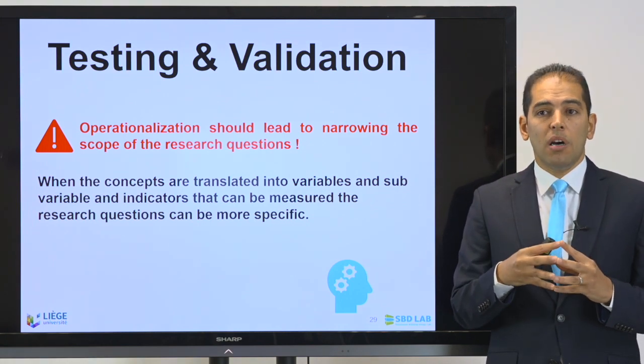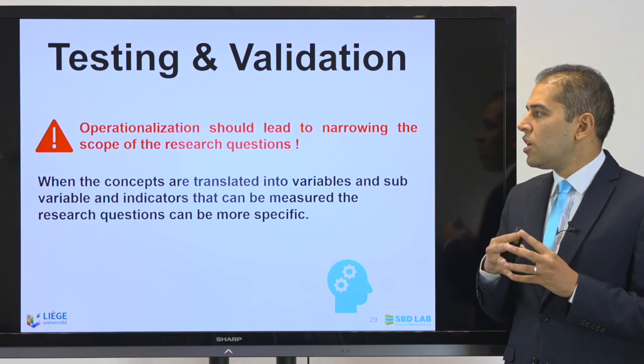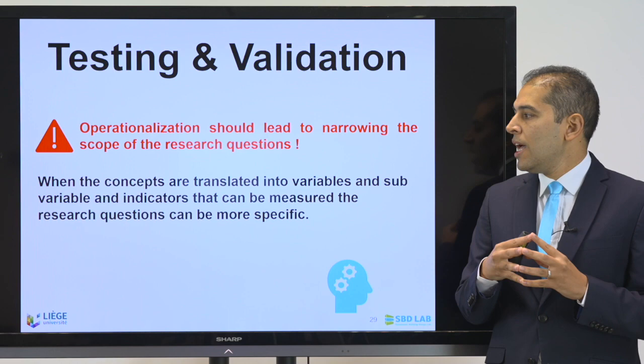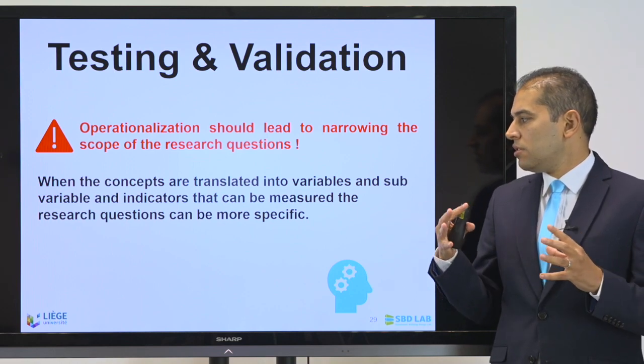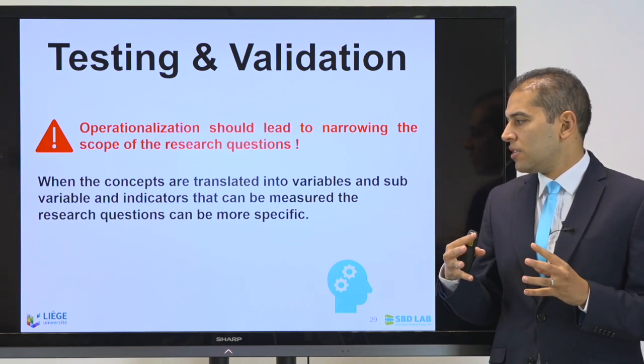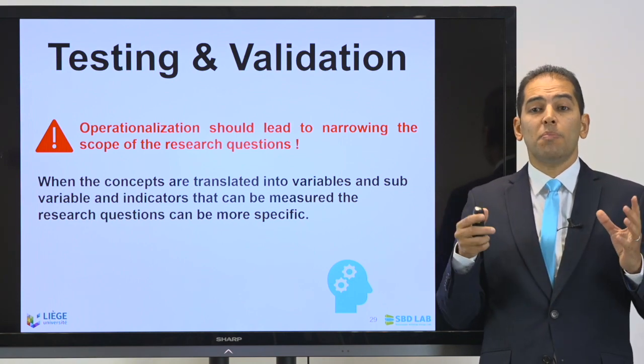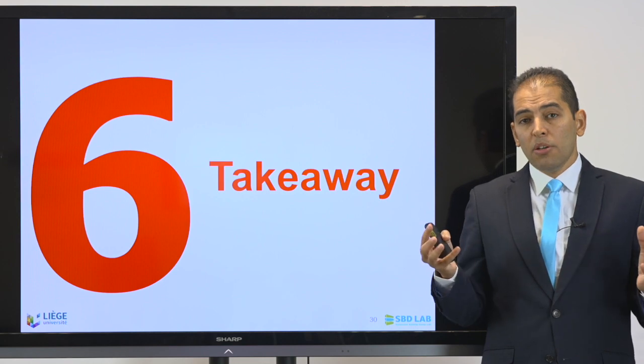Now, as part of the testing and validation, you need to do many other steps. You need to narrow down your research question. So operationalization should lead to narrowing the scope of your research questions. And when the concepts are translated into variables, sub-variables, and indicators that can be measured, then the research question can be more specific. This is the end of today's presentation.